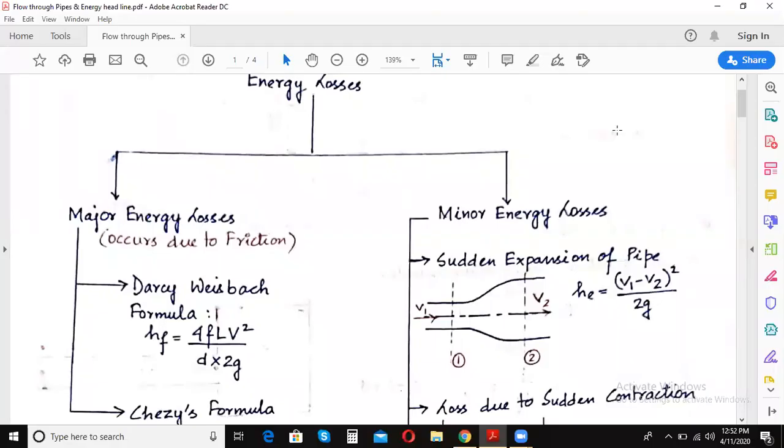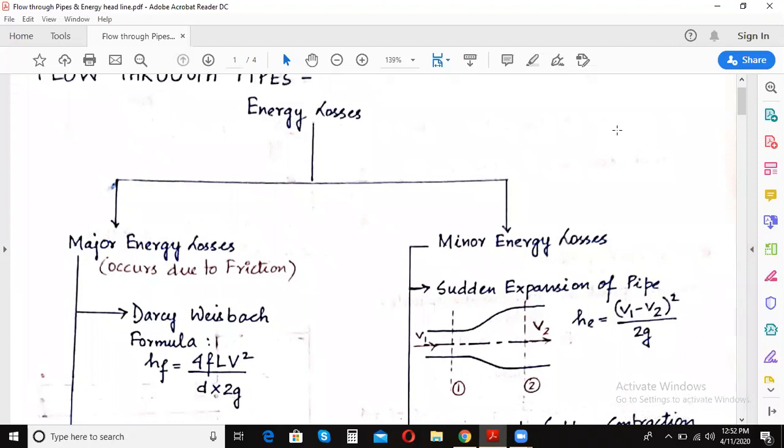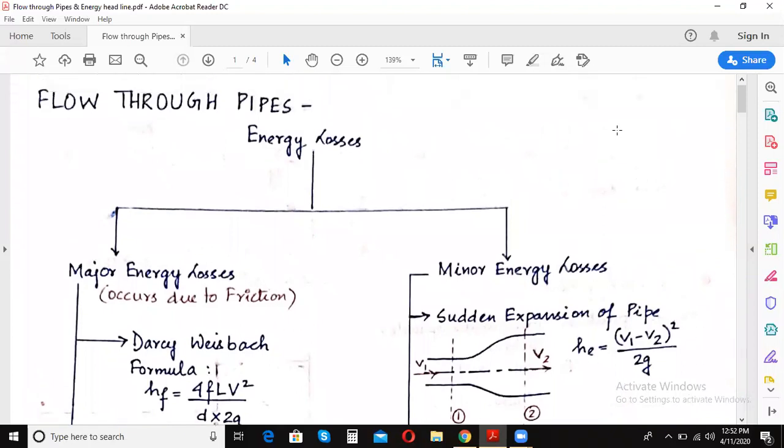When a fluid is flowing through a pipe, the fluid will experience certain resistances due to which some of the energy of the fluid will be lost. So students, today we are going to discuss the different energy losses or head losses that can occur in a pipe through which a fluid is flowing.